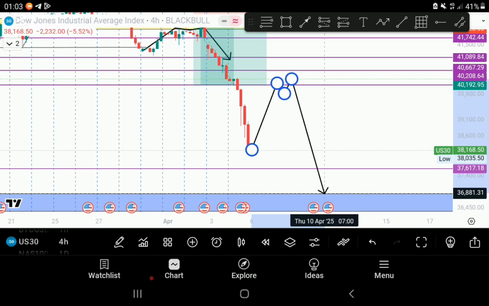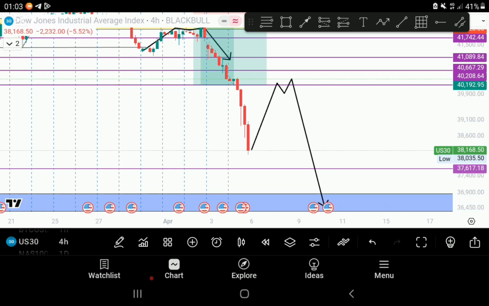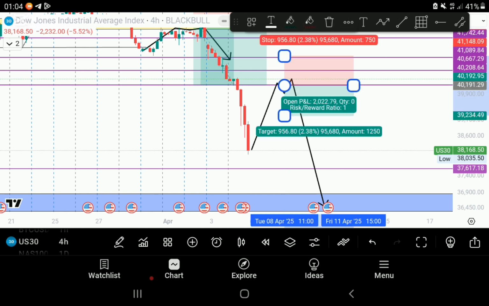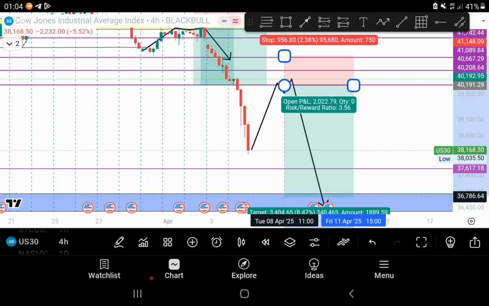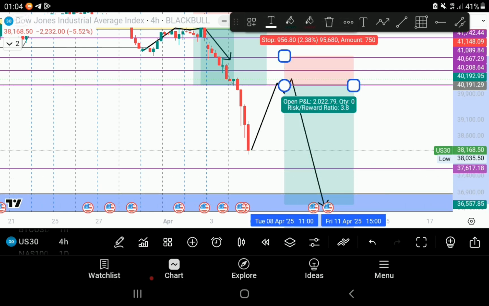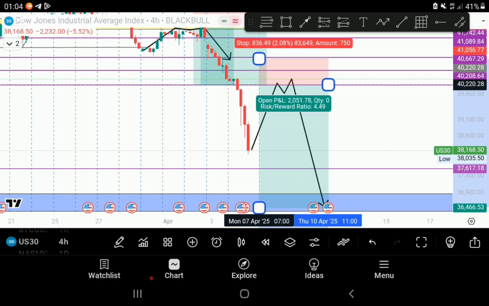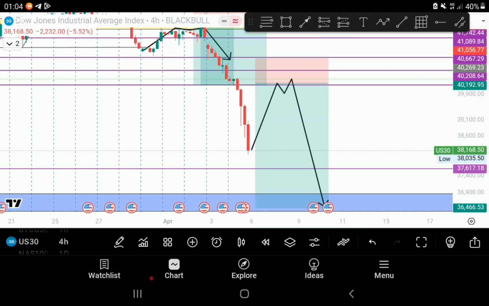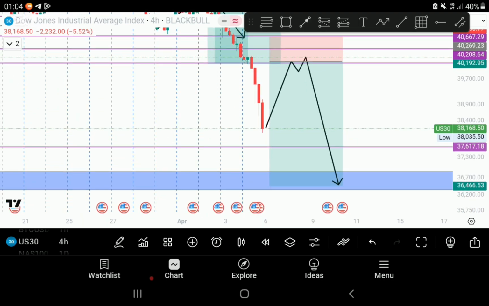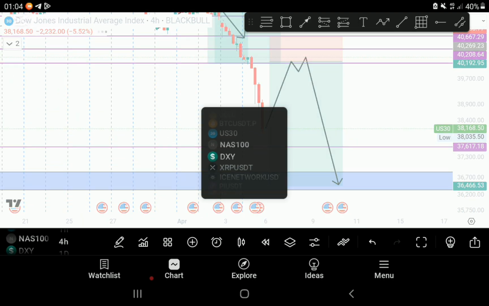So let's look at our potentials. We enter the trade at about this point. Our TP is around this zone. Let's put something like this. We are having approximately 1:4 RR for US30, and our NAS 100, that's US Tech, as you know.